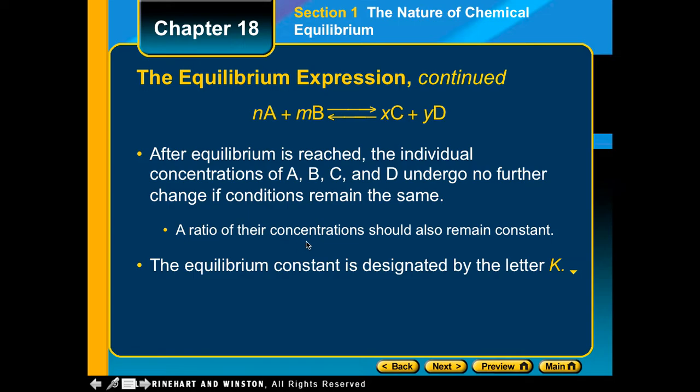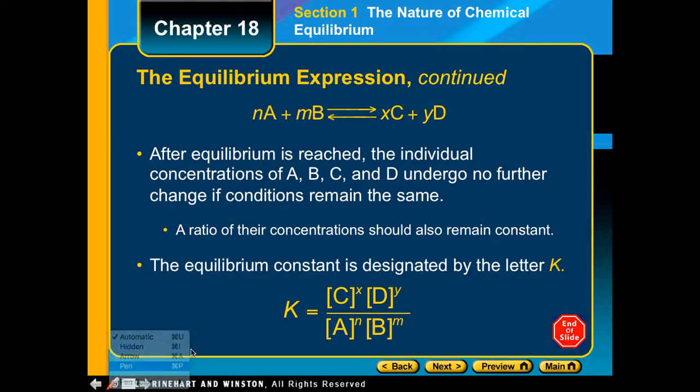A ratio of their concentrations should also remain constant. The equilibrium constant is given the letter K. K equals the concentration of C, which is the product of the forward reaction, also it is the reactant of the backward reaction, times the concentration of D divided by the concentration of A times that of B. But keep in mind that each is raised to the power of number of moles.